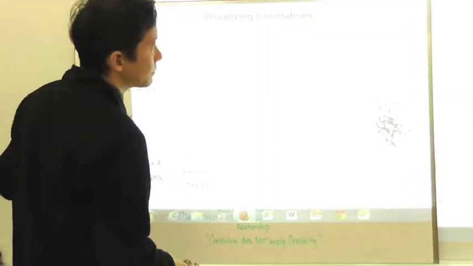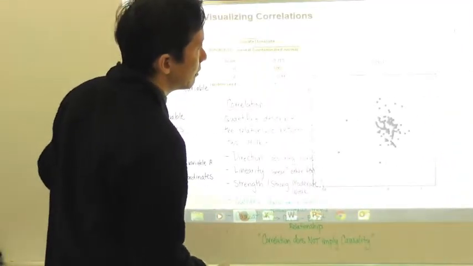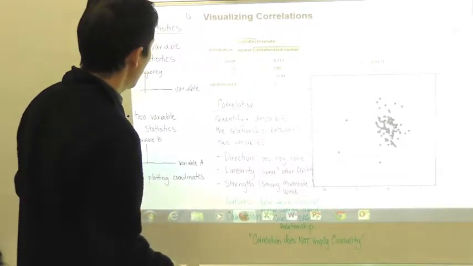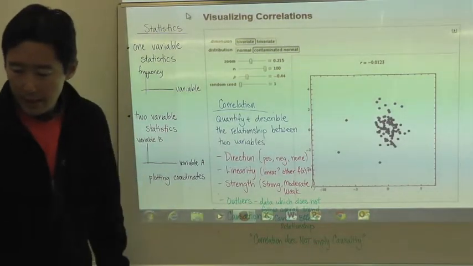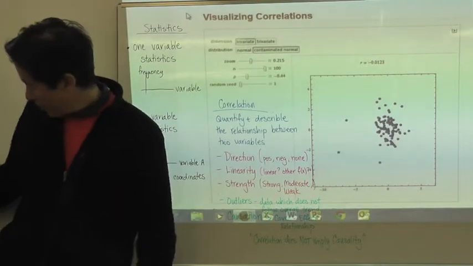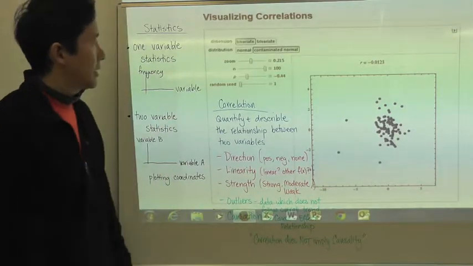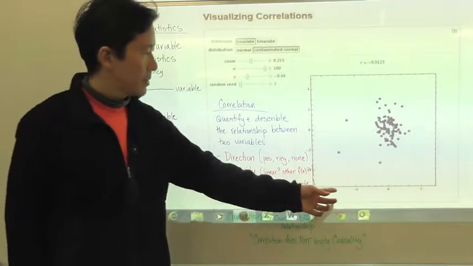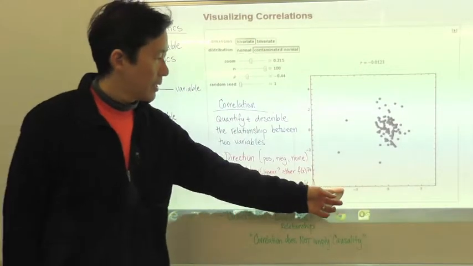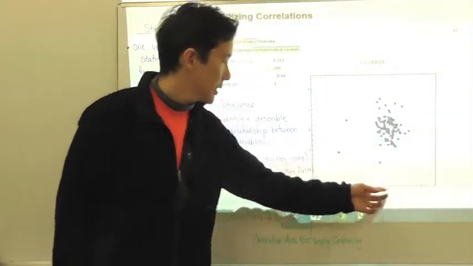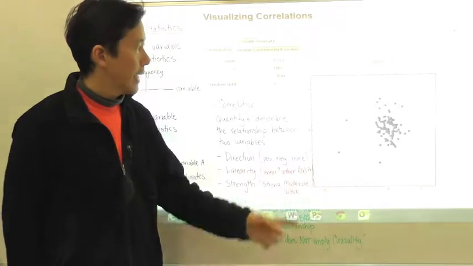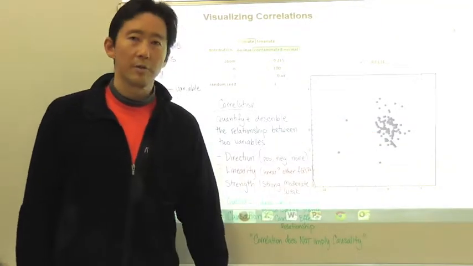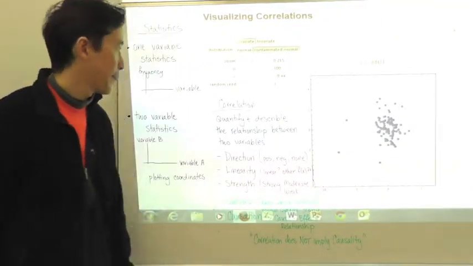So here we go. What we have here is a plot of two different variables, and these two variables are of course based upon this particular horizontal axis and this particular vertical axis, and assume that those are all the points that we plot.